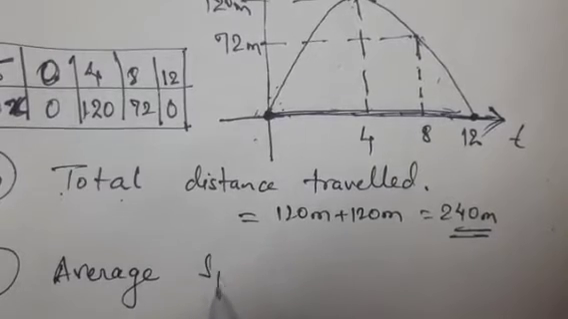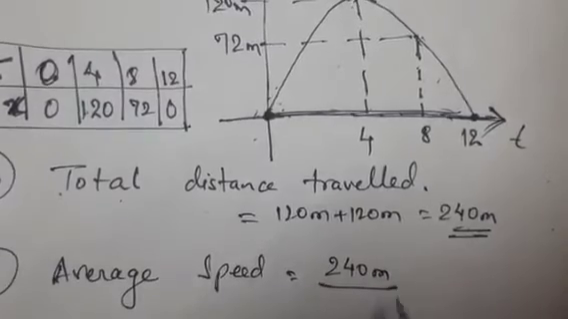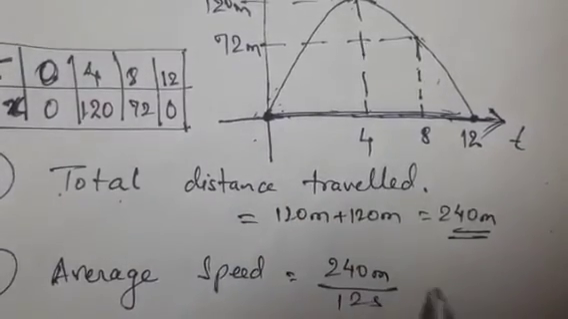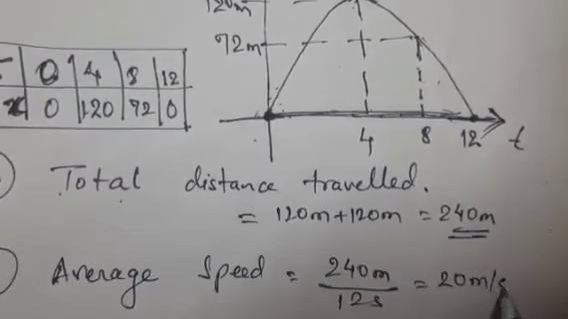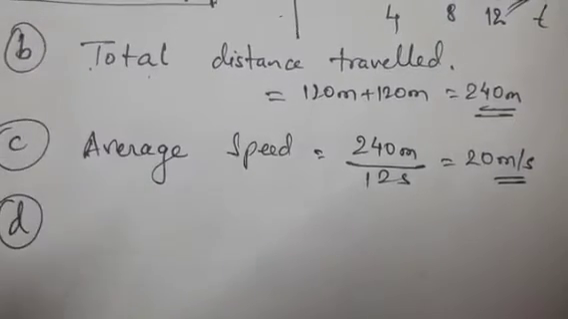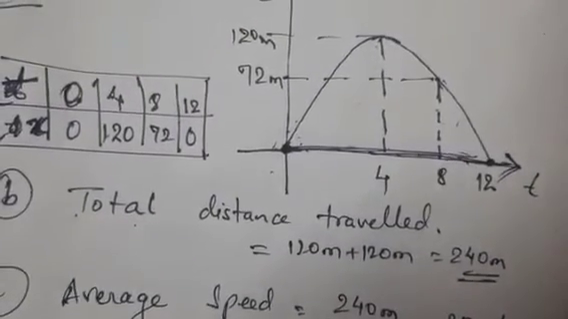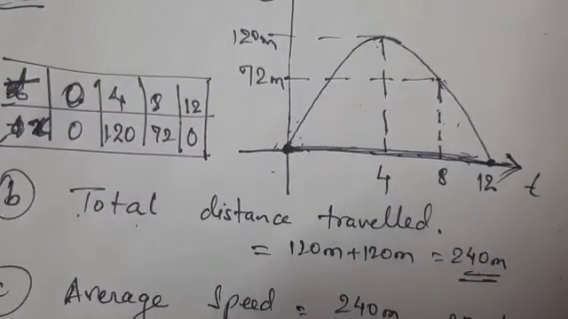As we know, average speed is total distance covered, that is 240 meter, and total time taken, that is 12 seconds. So it is 20 meter per second. In this case, if you see the displacement, then the overall displacement is 0, because the particle starting from 0 again reaches 0 height. So the total displacement during the given duration of time is at the same level, that is 0.